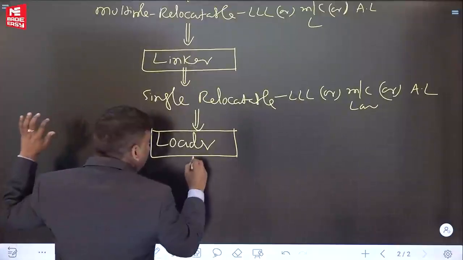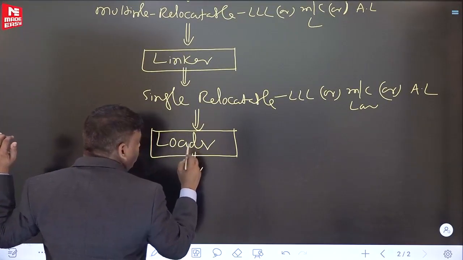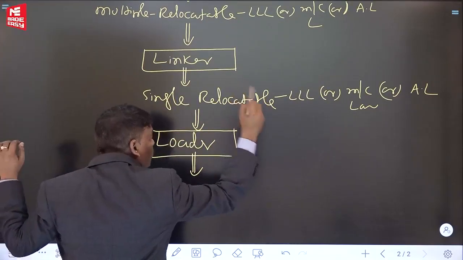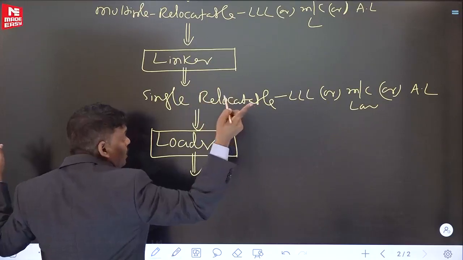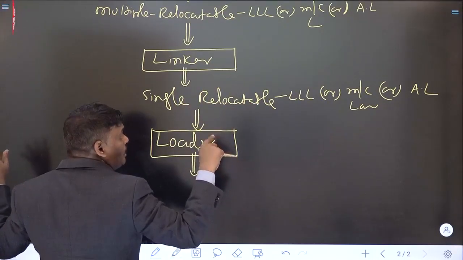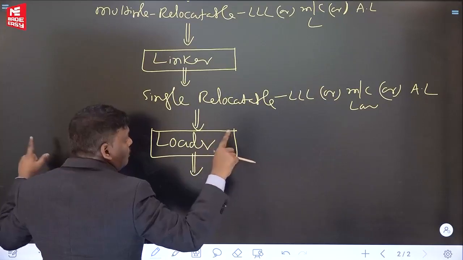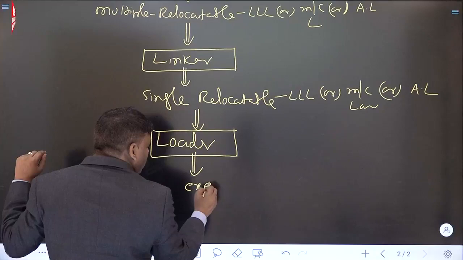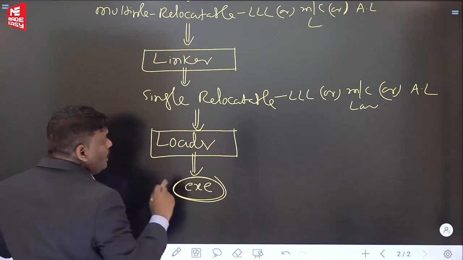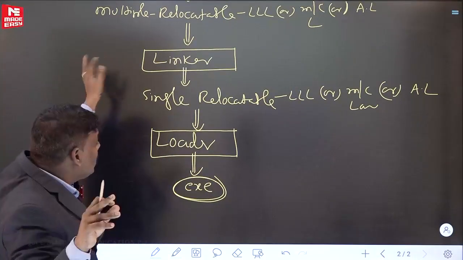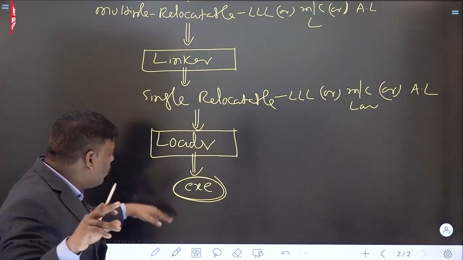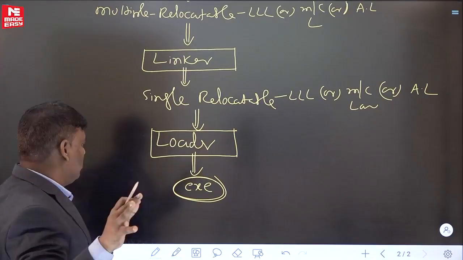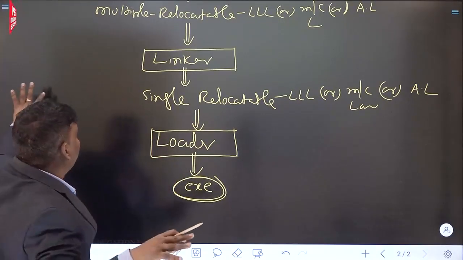Now, after loading is completed, where is your program? The single relocatable low-level language file is now in the main memory, because it is ready to run. People normally call this an executable file. It is ready to execute. Until now it was not ready to execute. When loading is also over, your program goes to main memory, indirectly saying that it is ready to run. That is called executable.